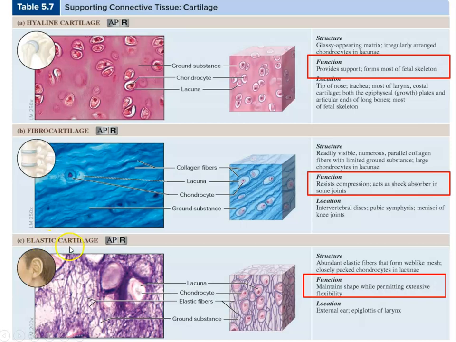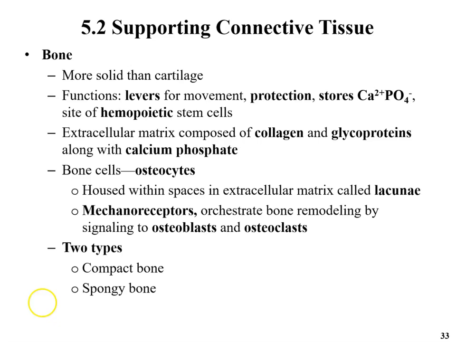Finally, you have elastic cartilage. You can see here the elastic fibers and some ground substance. And its function is to maintain shape while permitting extensive flexibility. And you'll see elastic cartilage in the earlobe. The next supporting connective tissue is bone, and bone is obviously more solid than cartilage. The functions of bone are levers for movement, protection, storage, and the site of hematopoietic stem cells, so the site of blood cell production.